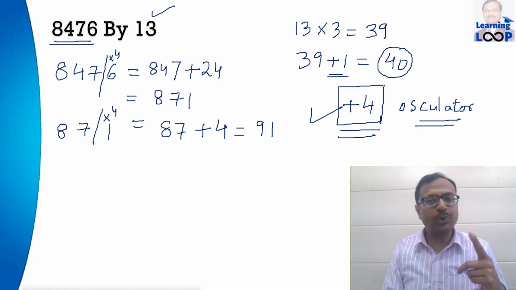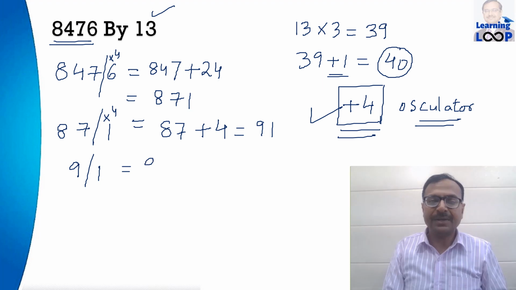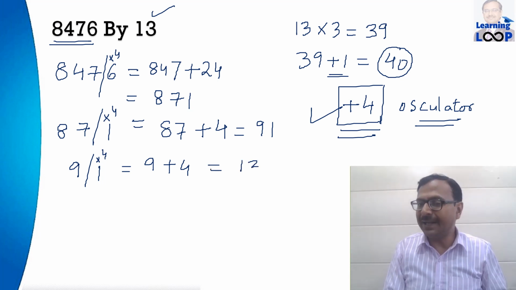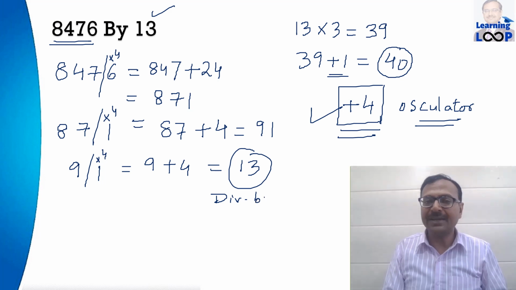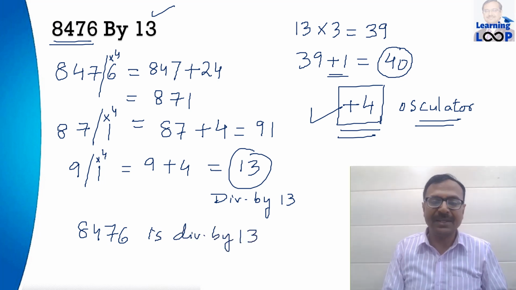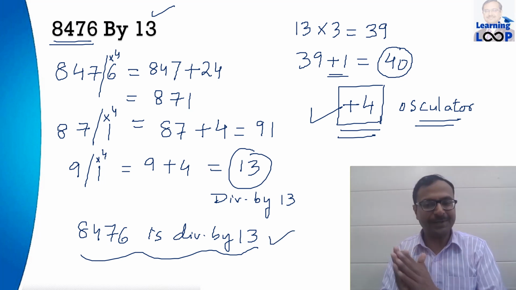But even if you don't know the 13 times table, then you can do one more step. Separate out the 1 and then take 9 plus 4 times the unit digit, that is 4. It will give you 13, and you can see 13 is perfectly divisible by 13, and therefore the entire number 8476 is divisible by 13. Now that is the process through which you can check whether a big number is divisible by 13 or not.